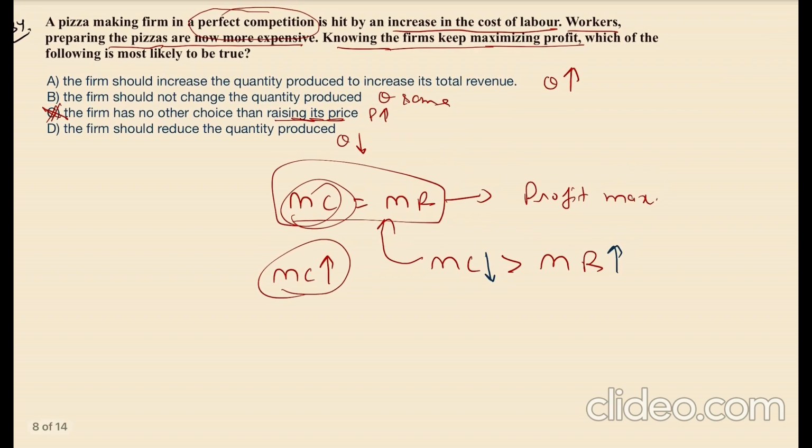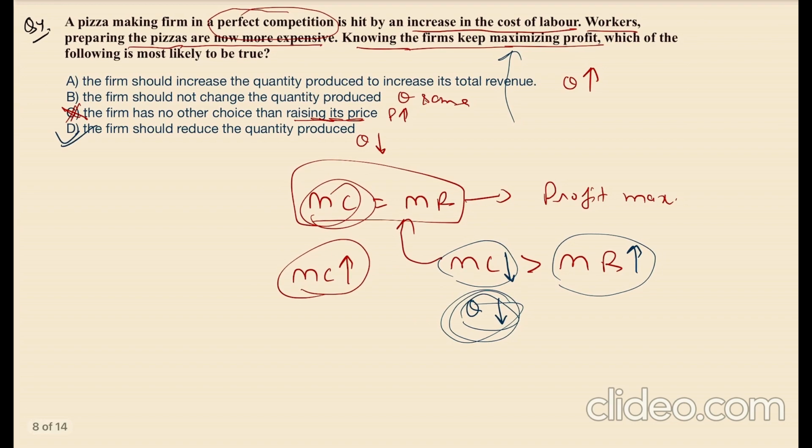Now, how to decrease MC and increase MR? What you can do is reduce the quantity that you are producing, because when you decrease the quantity, the marginal cost will decrease, right? And when you decrease the quantity, the MR will increase, right? Because MR follows diminishing returns. So if you keep on producing more and more quantity, the MR will decrease. But on the other hand, if you reduce the quantity, then the MR will increase. So I think the firm should reduce the quantity produced in order to keep maximizing profit. So I think the answer should be option D. That is, the firm should reduce the quantity produced.